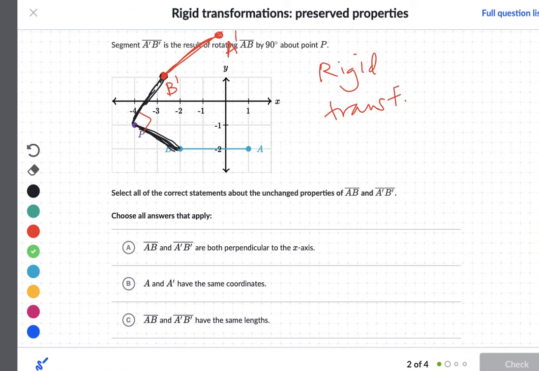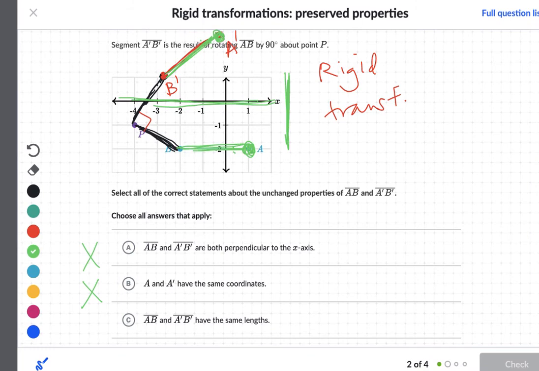AB and A prime B prime are both perpendicular to the x-axis. So this is AB and this is A prime B prime. Are they perpendicular? Are they going in the opposite direction as the x-axis? Opposite direction would be going up and down. Neither one of these is going up and down, so that's a no. And then, do A and A prime have the same coordinates? Like, are they located at the same place? Is this A located at the same coordinates as this A prime? No, they're completely different. Rotation changes location.